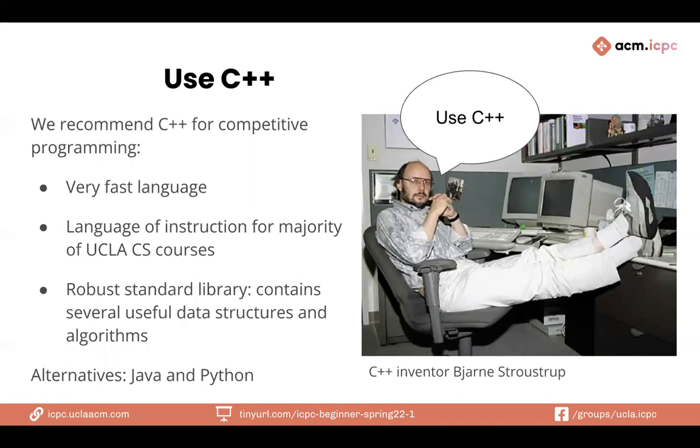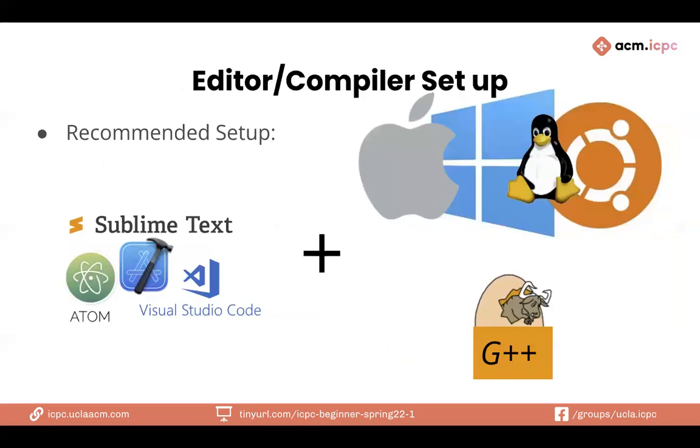We also use C++ in our workshops, and we recommend it as a language for competitive programming because it's very fast, it's very low level. It offers a lot of robustness in its standard library, so it has all the different data structures and algorithms you might need for a problem. And the majority of UCLA courses often use C++ as well, so it's a good one to practice here. You can use languages like Java and Python for submission too, or a number of other ones, but they are probably not as best served for the purpose.